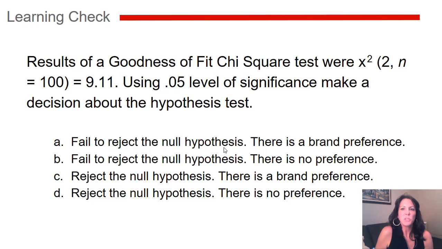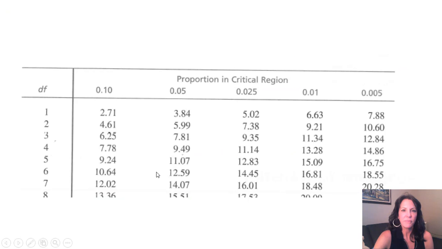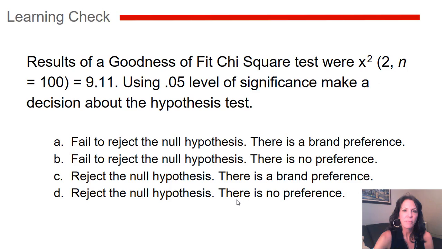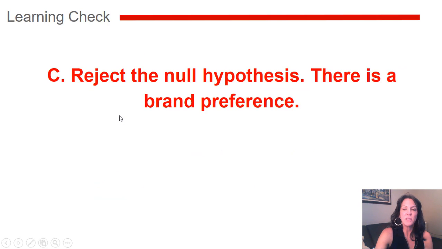Results of a goodness of fit chi-square test were as follows. This time with a chi-square of 2 degrees of freedom of 9.11. We're going to use a 0.05 level of significance. 2 degrees of freedom at 0.05 has a critical value of 5.99. And comparing 5.99 to 9.11 leads us to reject the null hypothesis and say that there is a brand preference.